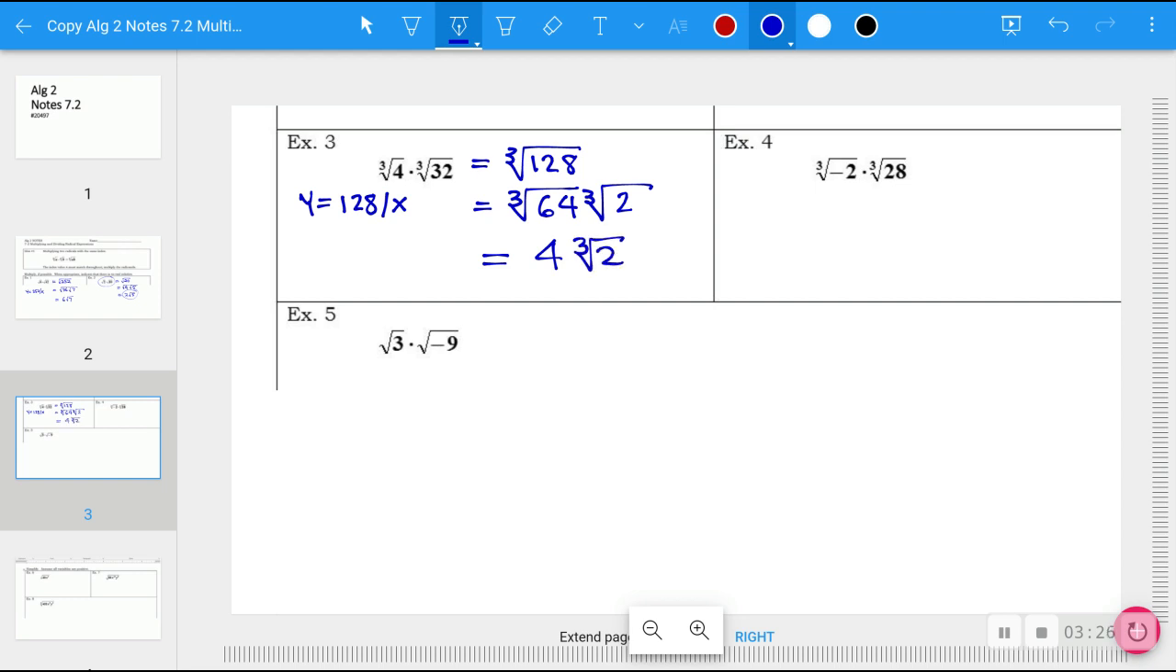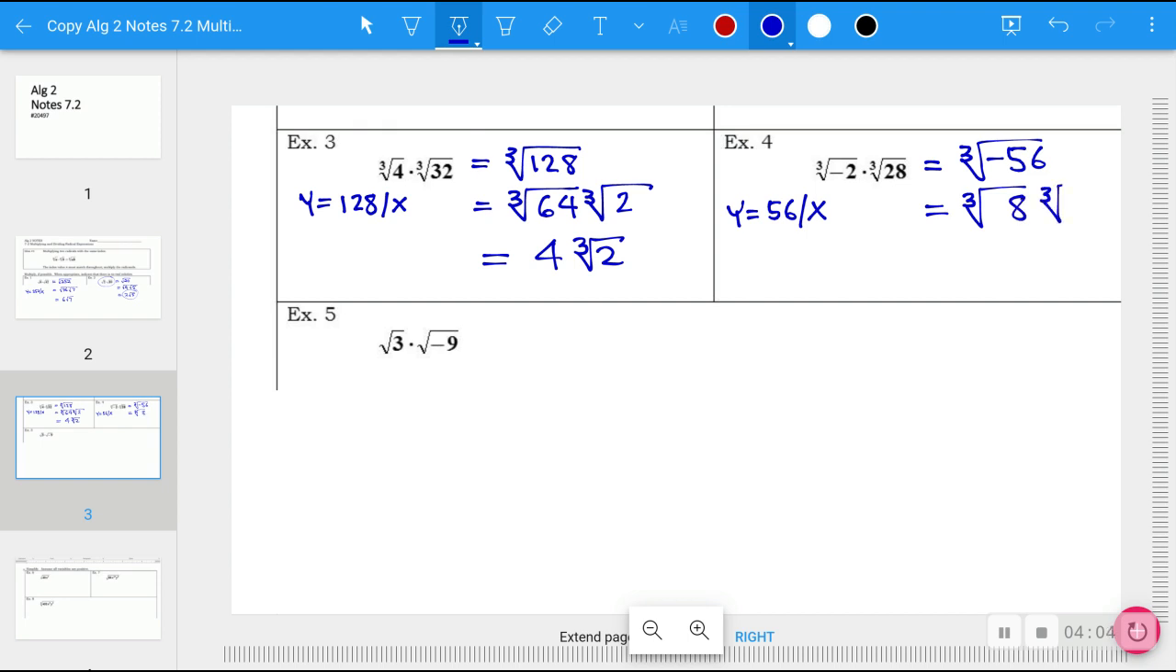Okay, example 4, we have to be careful on. There's a negative there underneath the cube root. If it were a square root, we would say no real solution, but cube roots can actually have negative values underneath them. So we're going to just proceed with this. Negative 2 times 28 is negative 56. And if you go to your y equals key and display the factors of 56 on your table, you'll see that 8 times 7 is one of the ways of breaking apart 56. So 8 times 7 is 56.